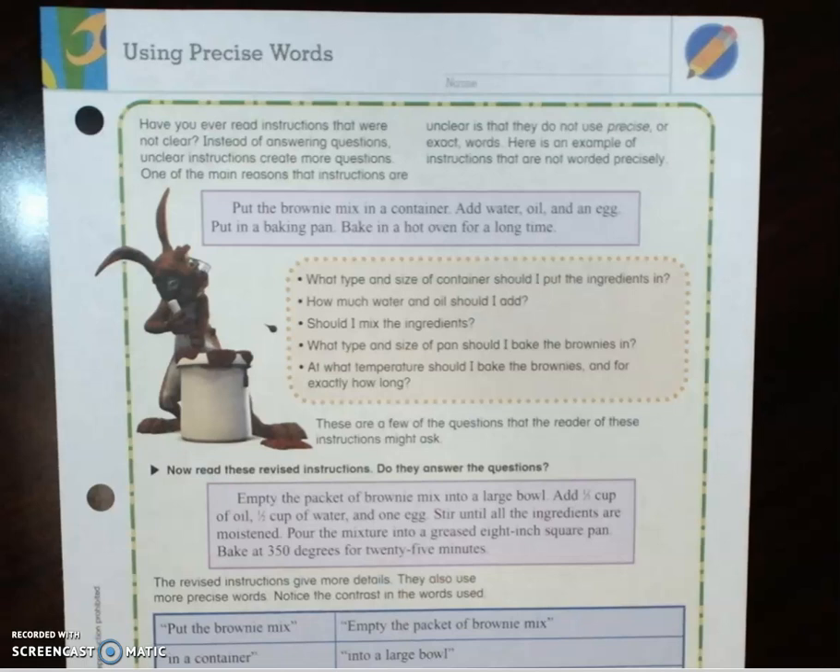Hi guys. Today we're going to be working on page 253 and 254. The title of our lesson is Using Precise Words. Let's look at the top of the page.